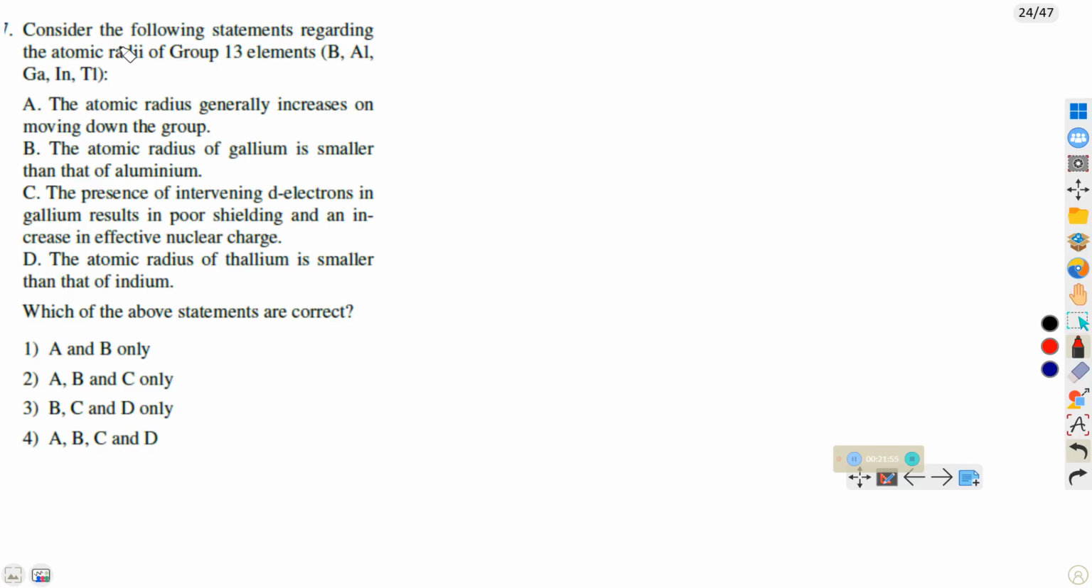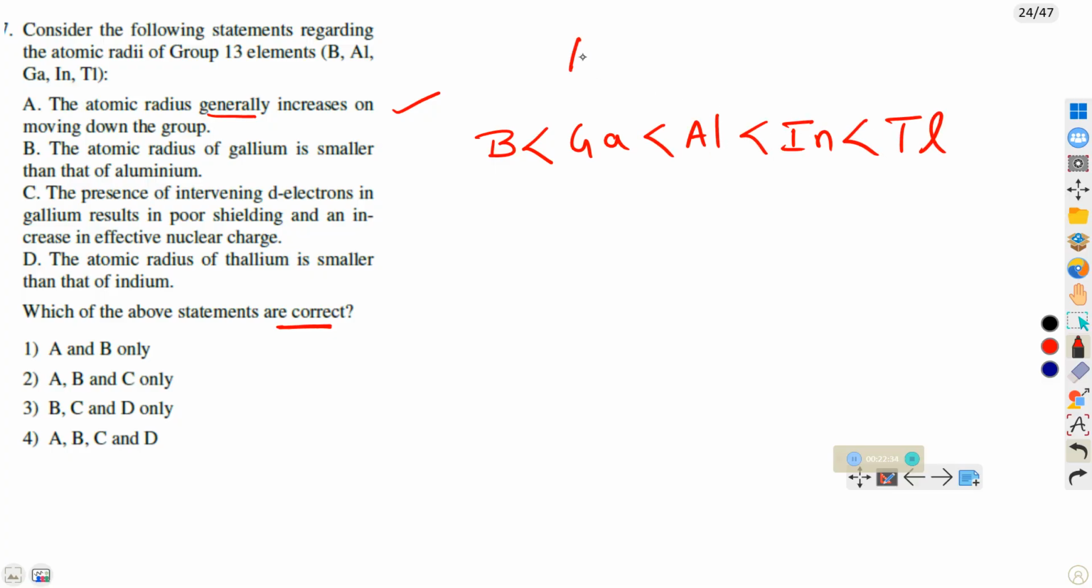Consider the following statements regarding atomic radii. Which of the following statements are correct? The atomic radius generally increases on moving down the group. Moving down the group, it generally increases. The atomic radius of gallium is smaller than that of aluminium. See the atomic radius order: boron less than gallium less than aluminum less than indium less than thallium.